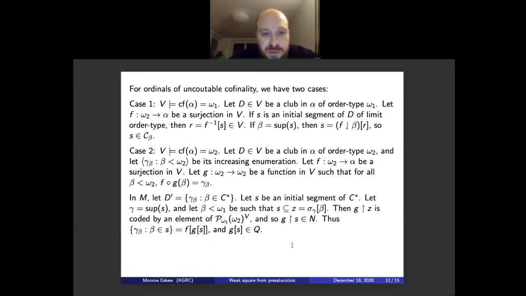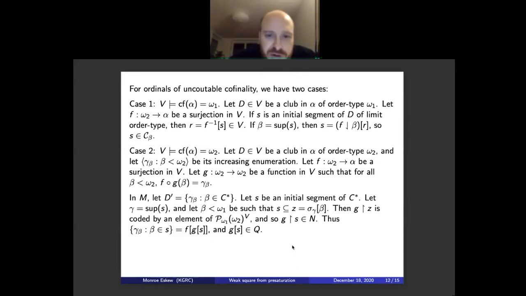Now in M, we take a subset of the club determined by our club C star. So this is the thing that singularizes omega 2 to now have cofinality omega 1. So D prime is the gamma betas where beta appears in C star. Okay, I want to claim that this also has the coherence property.